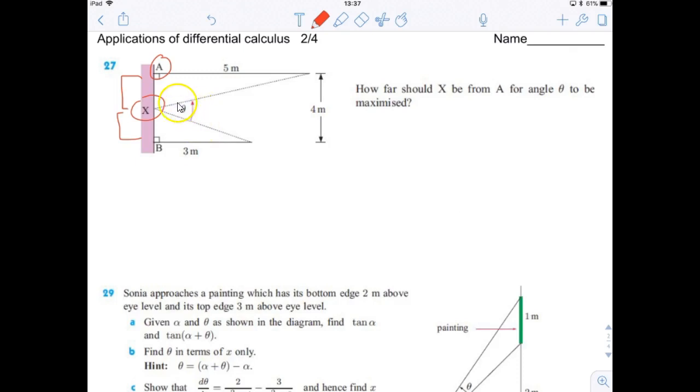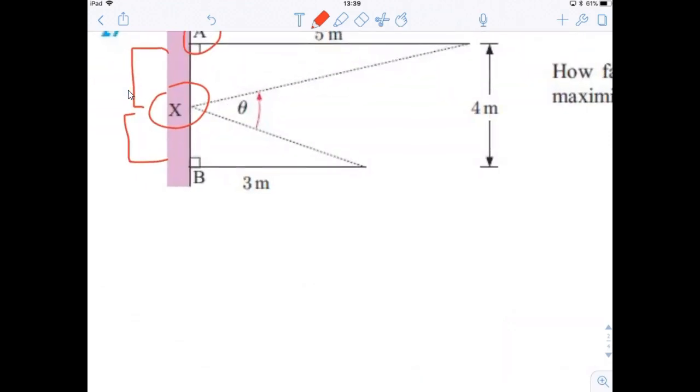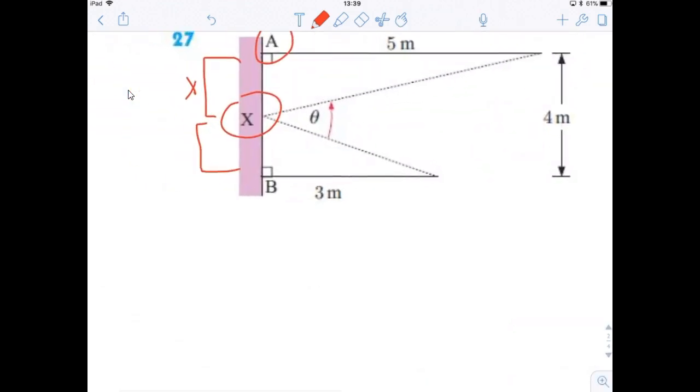Let's try to figure out if we can make an equation with this angle on the left side and some ratio of these sides on the right side. So let's have the distance of x from A be our principal variable, and we'll just call that small x. And if that's small x, then of course this distance here is 4 minus x, right?